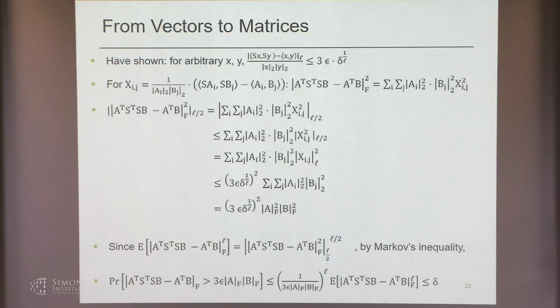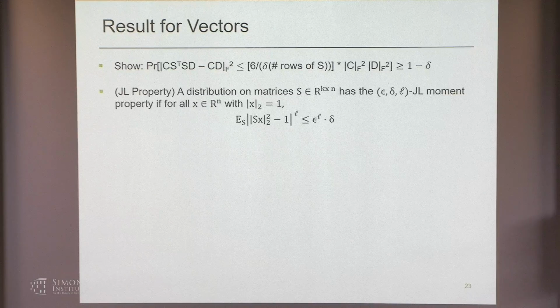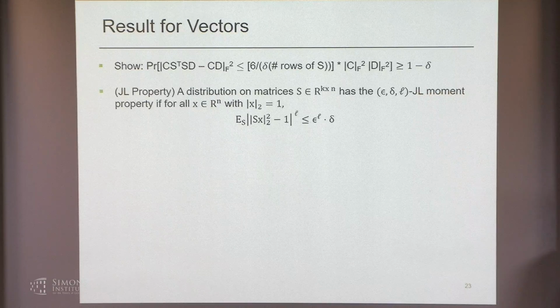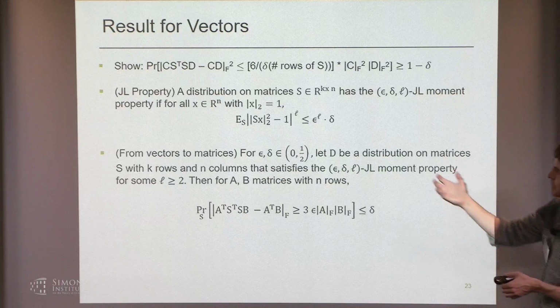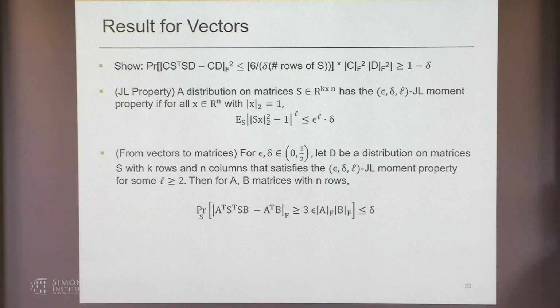Okay, so we showed that if we have the JL property for vectors, then we get the approximate matrix product property that we wanted. Okay. So just recall this is the approximate matrix product property that we wanted. We started assuming that our matrix S is drawn from a distribution which has this JL moment property. And we said, well, if we take the same matrix S with the same number of rows, then it satisfies this approximate matrix product property.